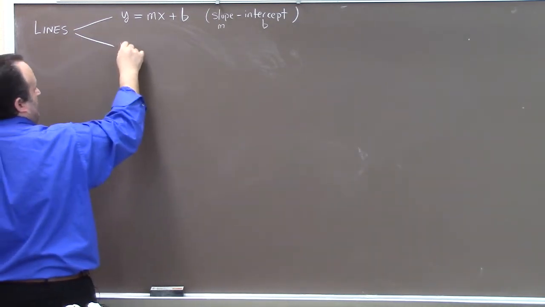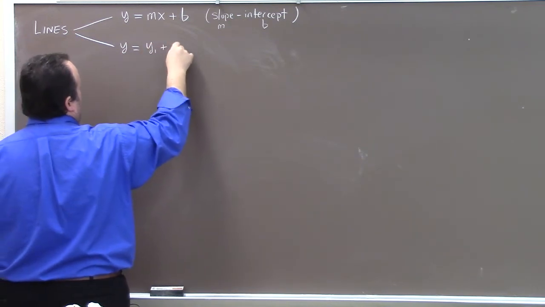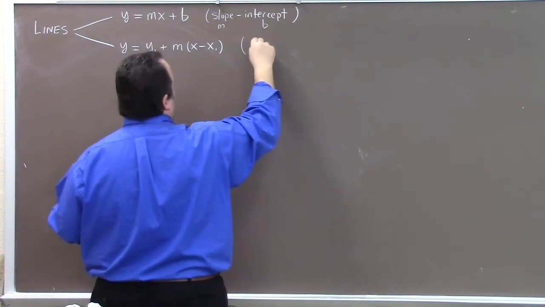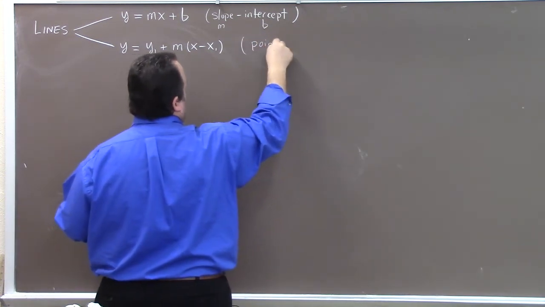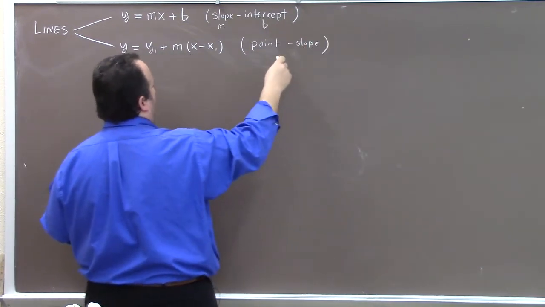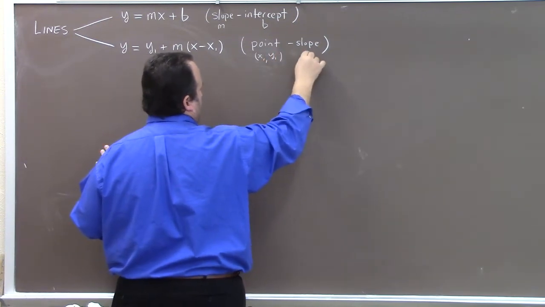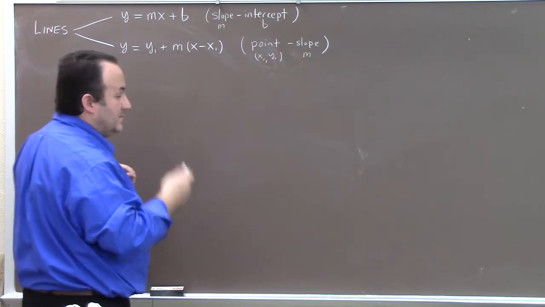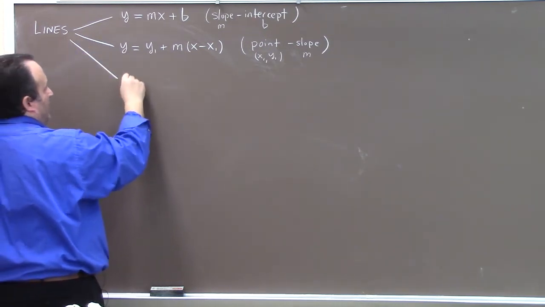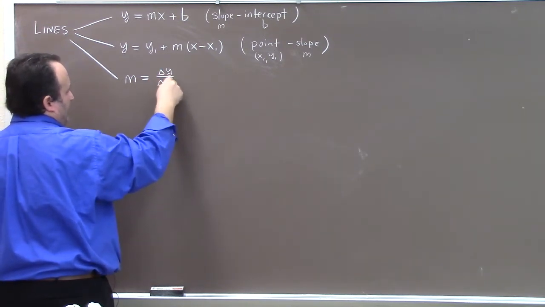The other way to look at it is y minus y1 equals m times x minus x1. This is point-slope. The point-slope form. The point we're talking about is x1, y1. The slope, again, is m in the equation. The slope we can always get from rise over run, change in y over change in x, right?